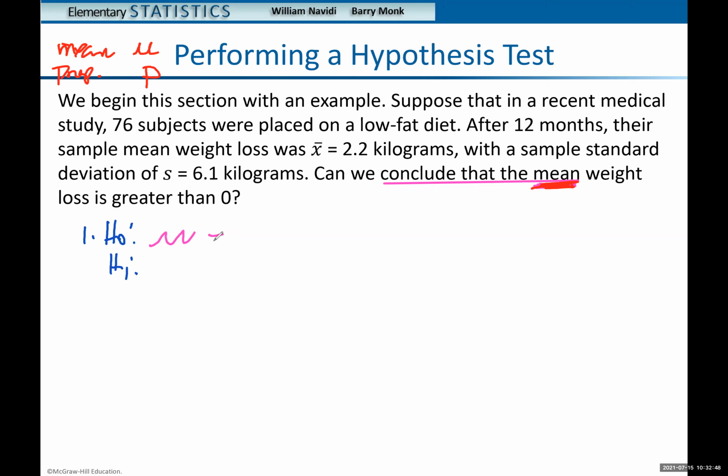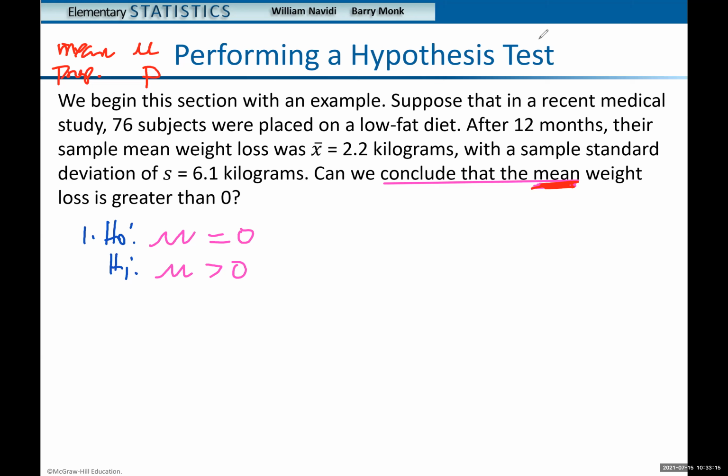Equals. No matter what, it is always the equal symbol. Based on this question, can we conclude that the mean weight is greater than 0? So you are talking about this, and you just have to use 0 here. Greater than 0, so that is your H1. Mu is greater than 0.